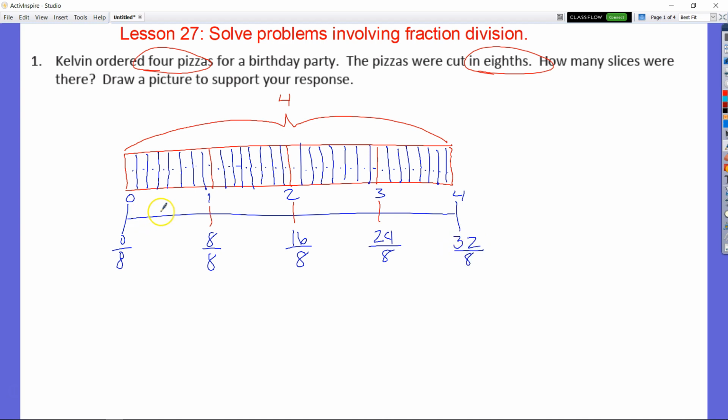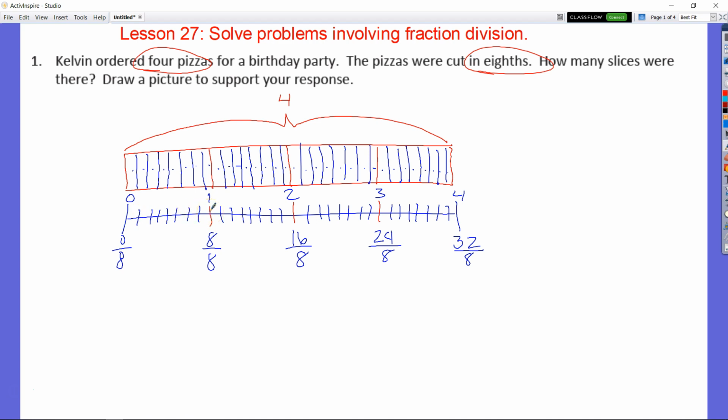And of course, each one of these would have 1, 2, 3, 4, 5, 6, 7 marks between the wholes. It would be 8 eighths to make it to 1 whole. So that's 1 eighth, 2 eighths, 3 eighths, 4 eighths, 5 eighths, 6 eighths, 7 eighths, 8 eighths, all the way throughout.